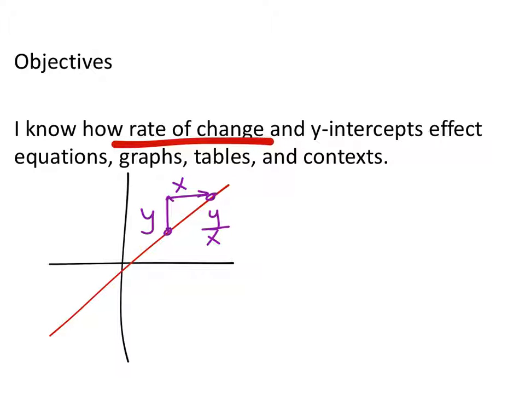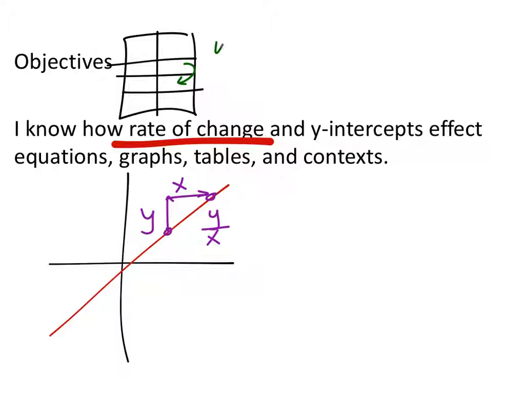In a context, it usually tells us something like $2 per hour, $5 per ride, 2 gallons per minute, something like that, okay? In tables, we find the rate of change between 2 points. So when it gives us values, we say, what's the change in the y value, and then what's the change in the x value? And we divide those two values together to find the rate of change.